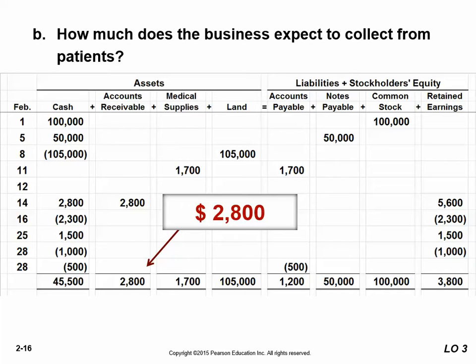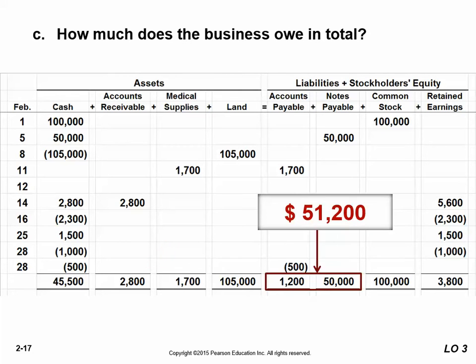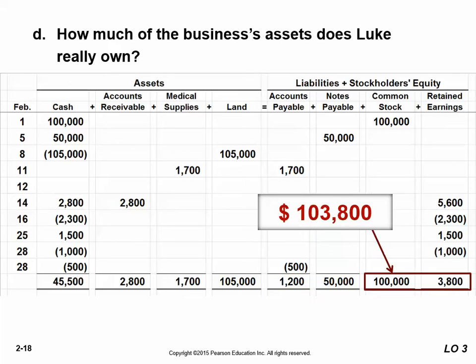Question B, how much does the business expect to collect from patients? That is the total of accounts receivable, an asset, or $2,800. Question C, how much does the business owe in total? That would be the total of the two liability columns, or $51,200.